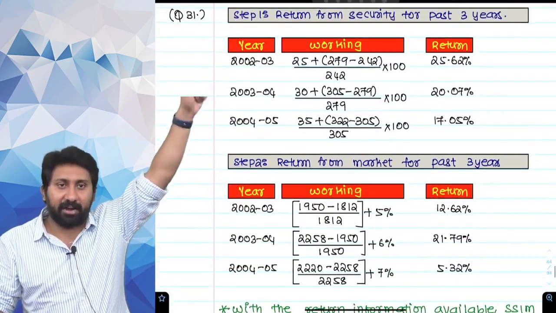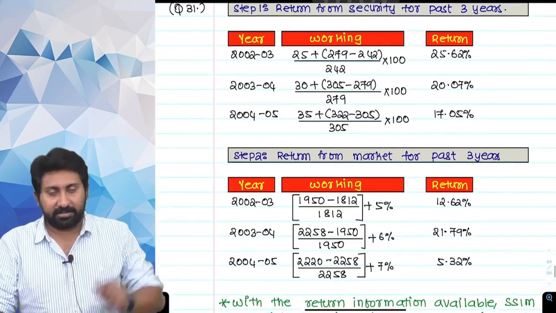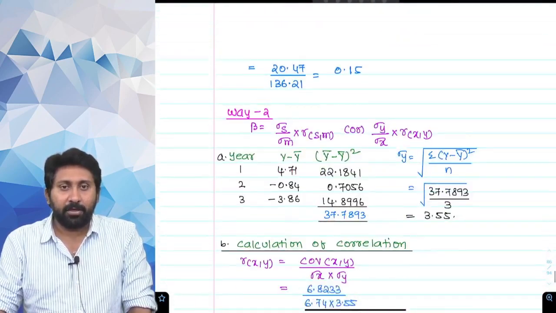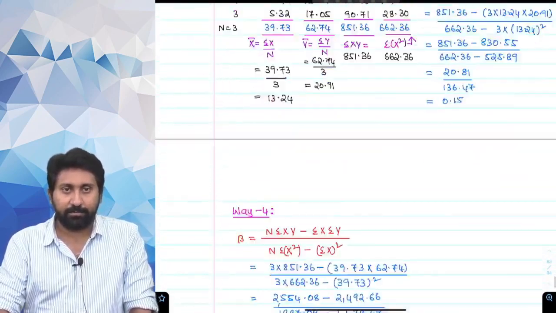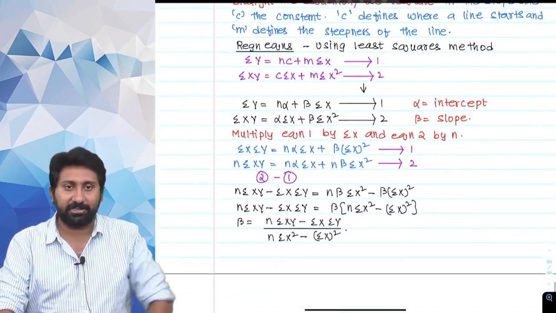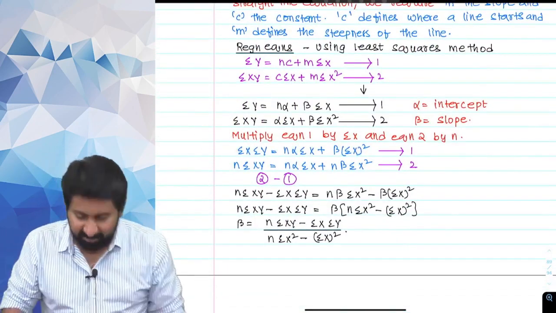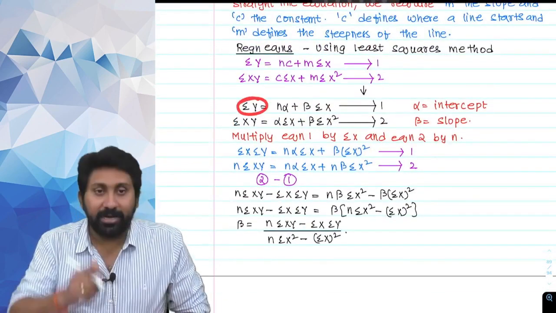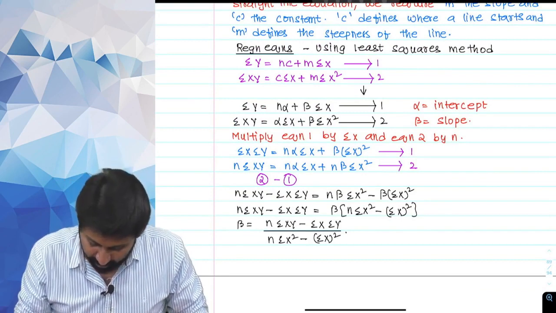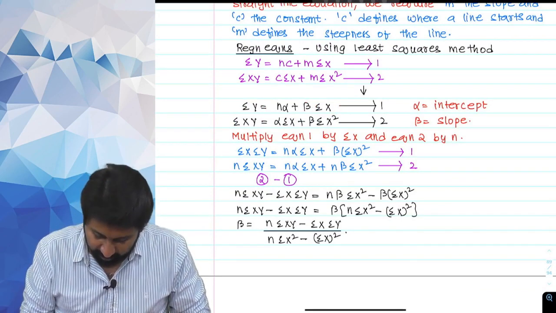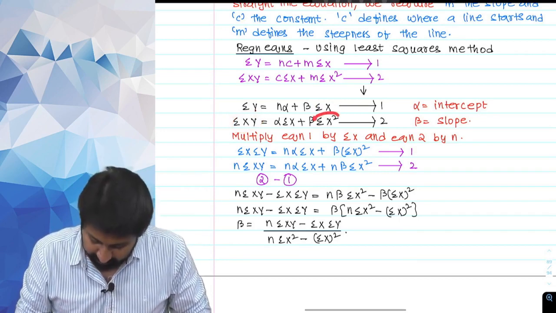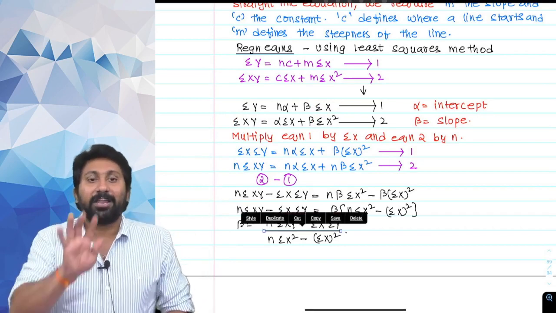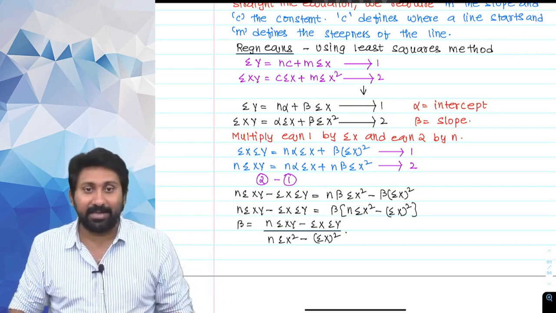Step 1 is the security returns and the market return for the 3 years. Over. Using this information, you first calculate this one. Directly come to the simultaneous equations. For this, what information do you require? You require sigma y. So in a table, you have to write sigma y, sigma x, sigma xy, sigma x square. That information you keep with you. Straight away you calculate.